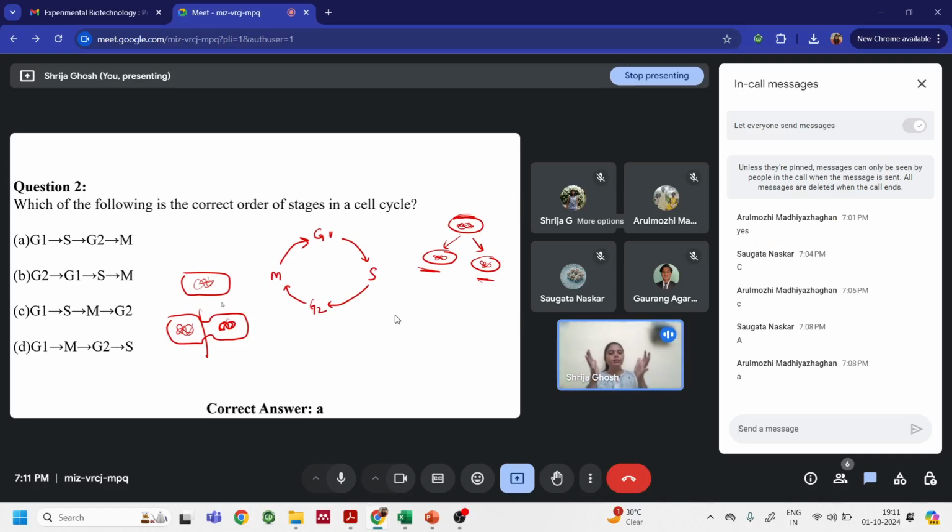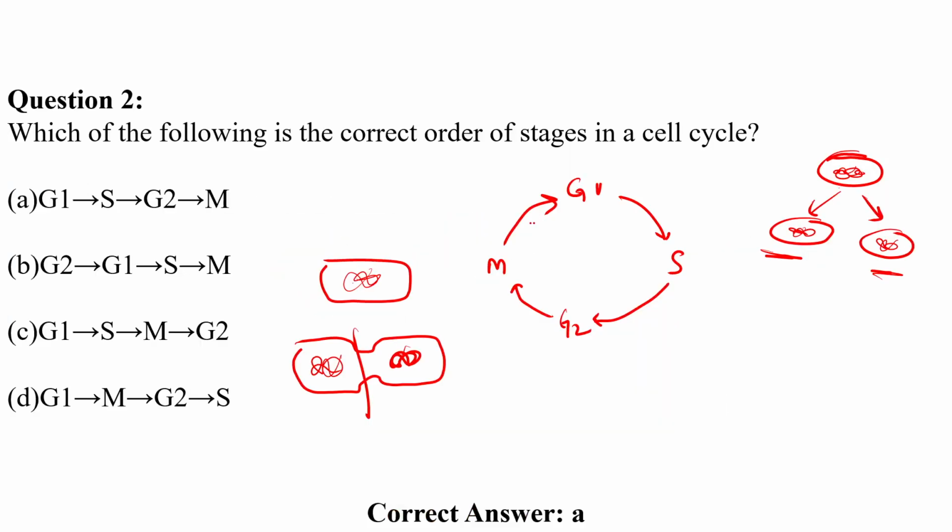So for expansion, what will happen? The cell will increase its cytosolic space and everything. Okay, the cell will kind of bulge in size. So that is what is going to happen in G1 phase. So this is a preparative phase where the cell prepares itself to enter into S phase. What is S phase? S phase is nothing but the synthesis phase. Okay, S phase is synthesis phase.